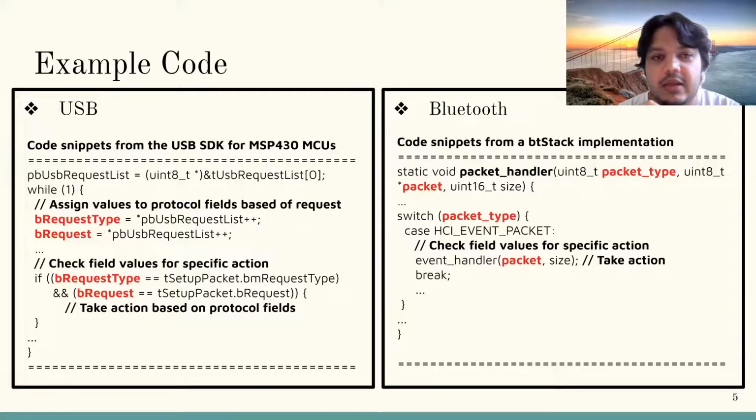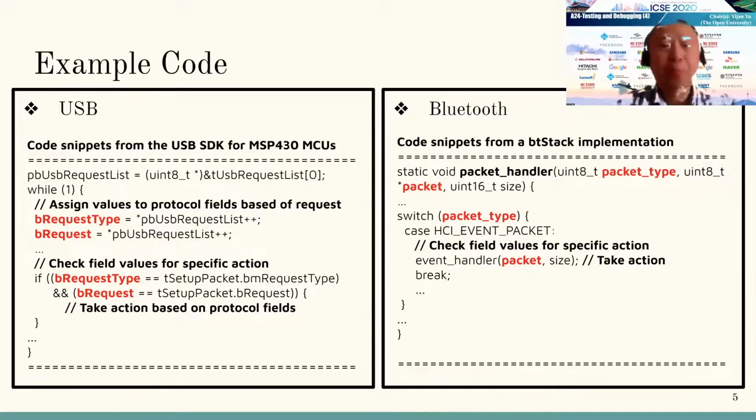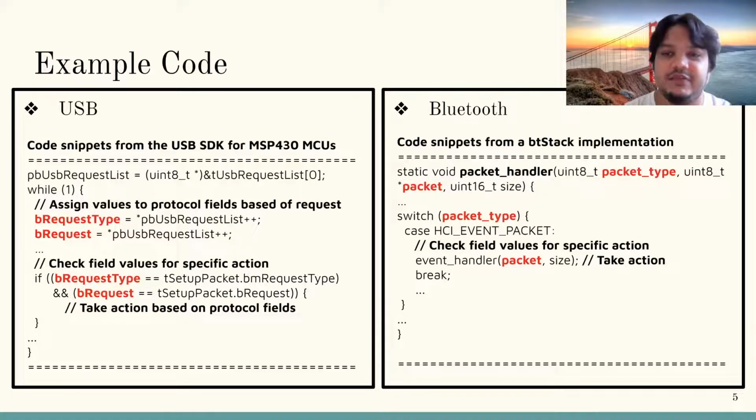Here are two examples of real-world firmware code, from USB and Bluetooth code snippets. The USB one is provided by TI for the MSP430 microcontroller. The red marked fields here represent protocol-dependent aspects within the code. Two major aspects here are that the fields are first assigned some values, then the fields are checked for these values to take any specific action. The same thing happens in Bluetooth, provided by BTstack by BlueKitchen.